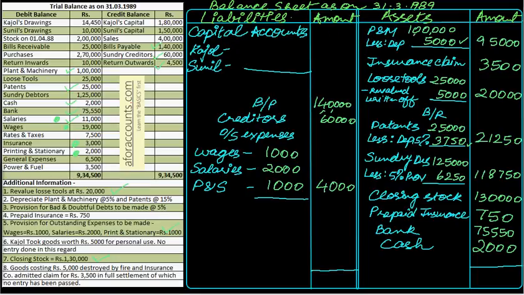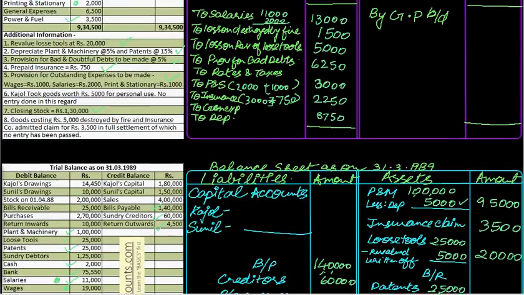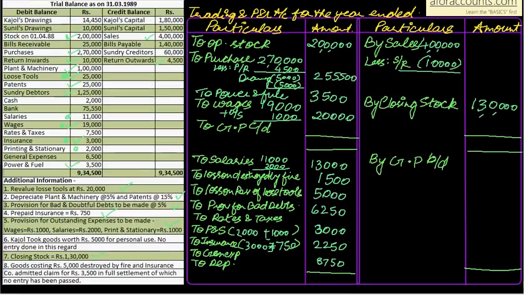So let's move on to the trading account. Let's take the amount sales minus sales return in the outer column, 3,90,000, and closing stock 130. All the 4 items here. So the balancing figure will be your gross profit, that comes up to 41,000. And the total 5,20,000.